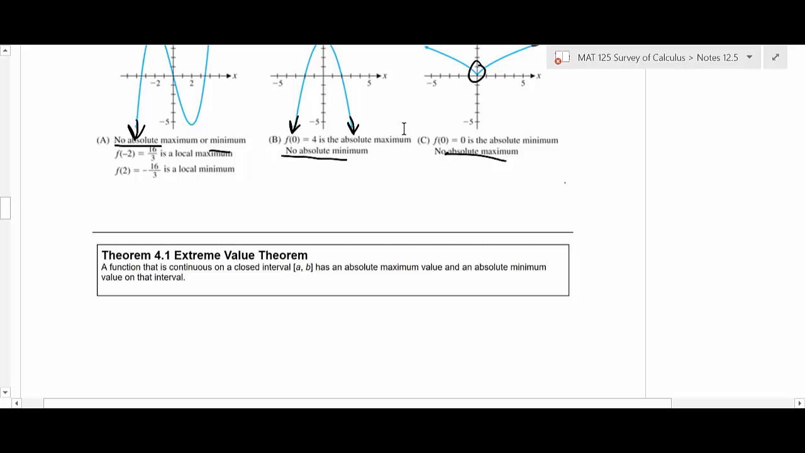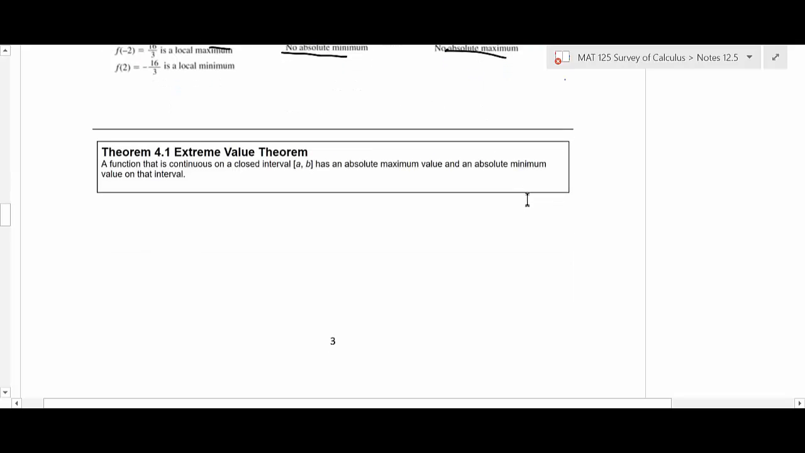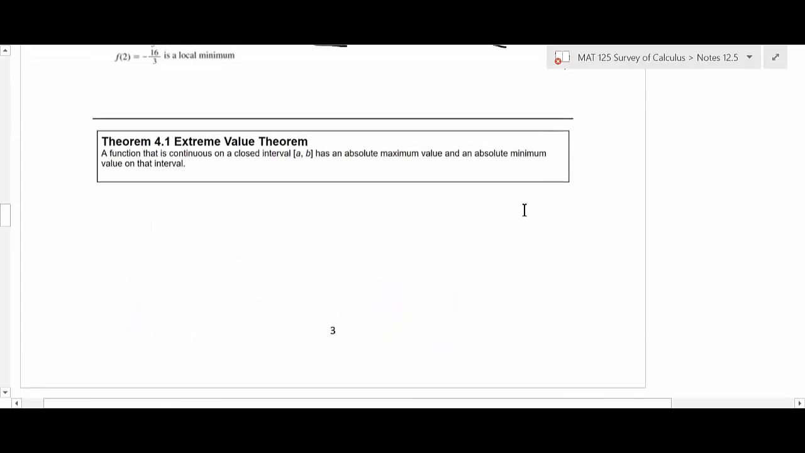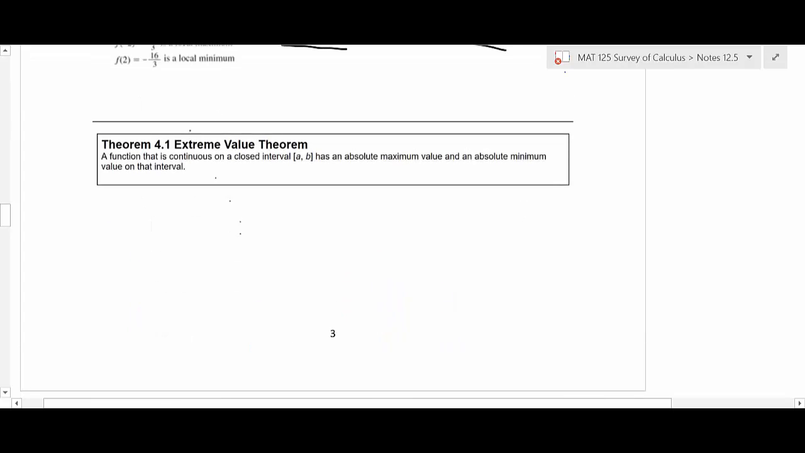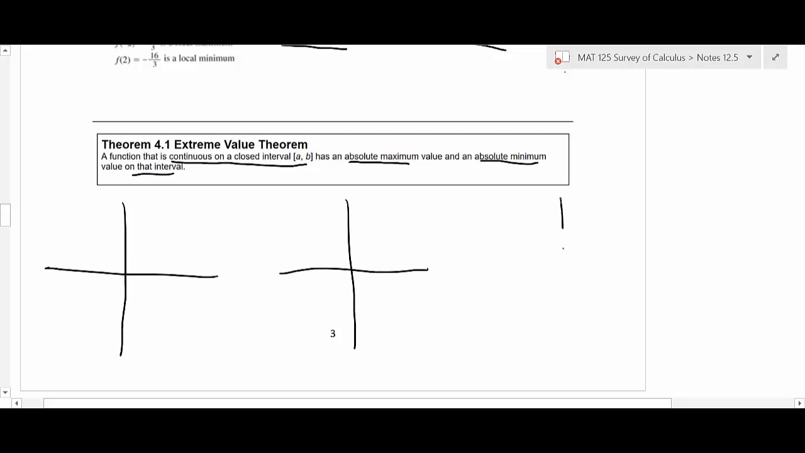Okay, so let me talk a little bit about what the extreme value theorem is. I took this out of another calculus book because I wanted to mention this. It says a function that is continuous on a closed interval has an absolute max and an absolute min on that interval. Okay, now here's what this says. I'll have you draw just a couple of diagrams on this. Let me give you 3 examples here.